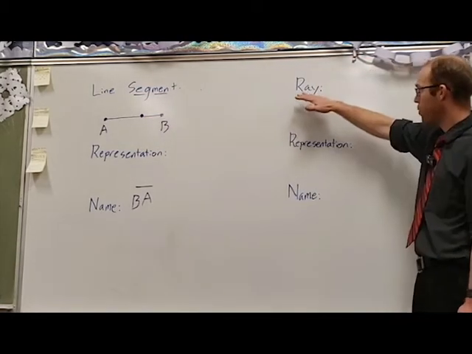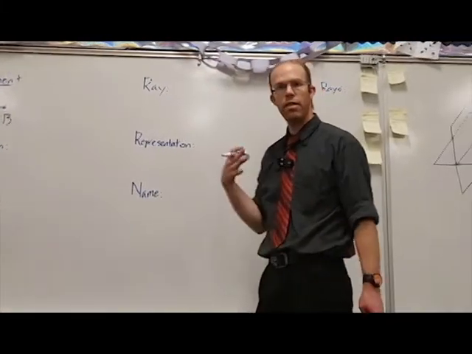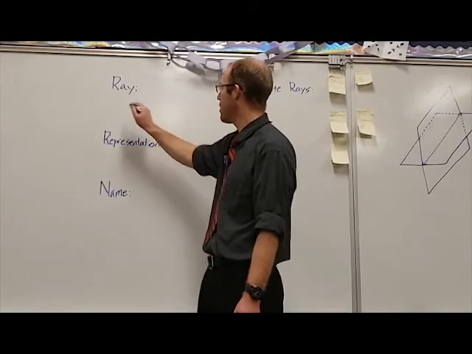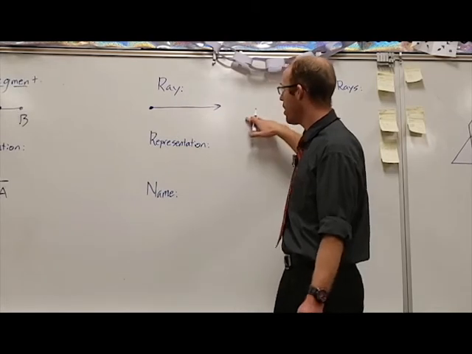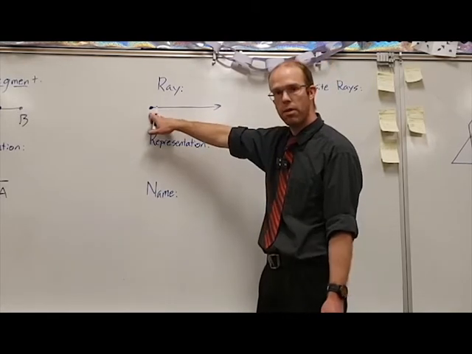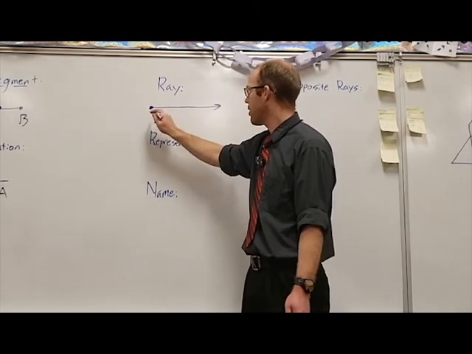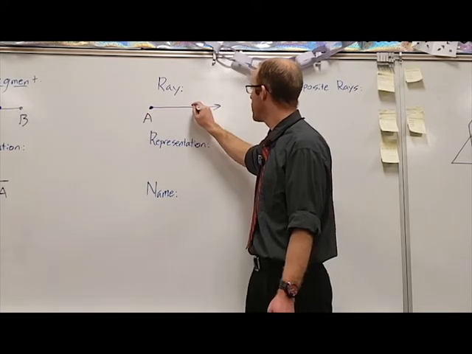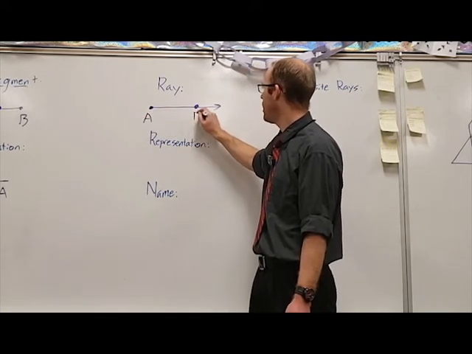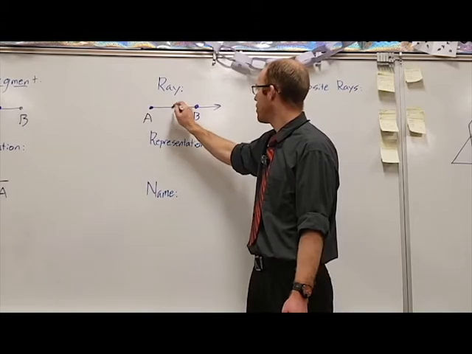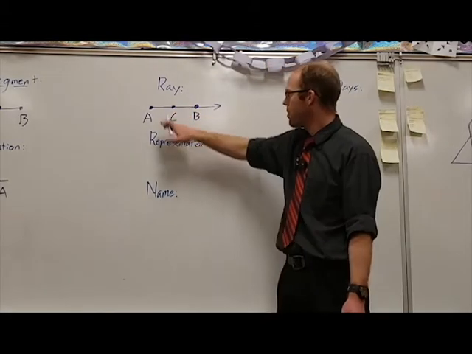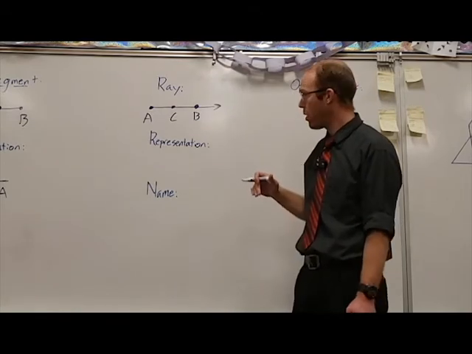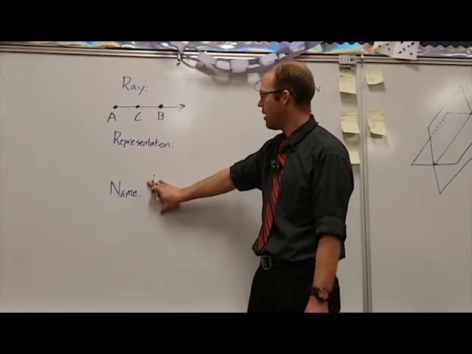Next, we're going to talk about rays. A ray, again, is very similar to lines and line segments, but a ray continues forever in one direction, but it has an endpoint on the other side. So let's call that endpoint A. Let's get another point over here called B. Let's get a third point in the middle called C, just for good measure. So here we have our representation where it's just an arrow going in one direction. Naming a ray is very picky.